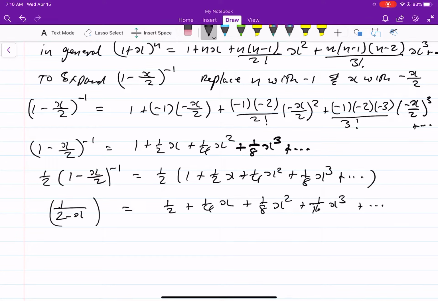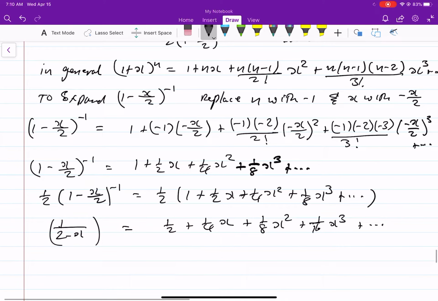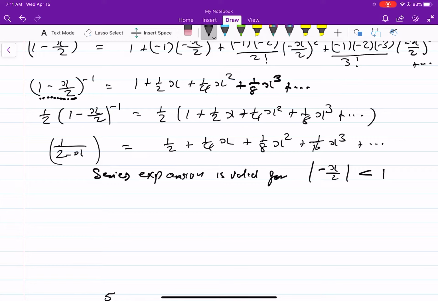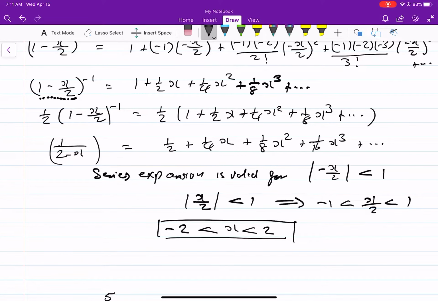Yeah, and that's the series expansion. Okay, what's the set of values of x for which the expansion is valid? I have to come back here where I did the expansion and take the minus x upon 2. The series expansion is valid for the modulus of minus x upon 2 being less than 1. Modulus of a negative is the same as the modulus of a positive, which means the modulus of x upon 2 must be less than 1, which means that x upon 2 must be between minus 1 and 1. And if I multiply through by 2, I will get x being between minus 2 and 2. I'm only allowed to plug values of x into that expansion between minus 2 and 2.